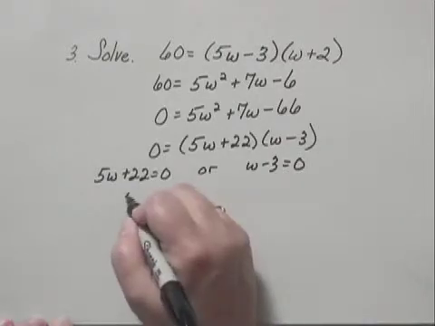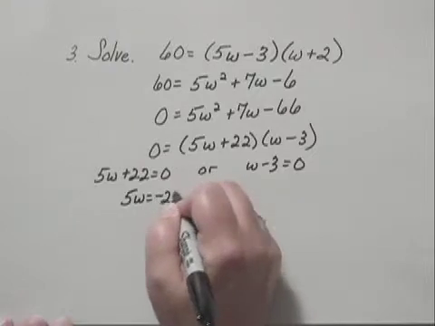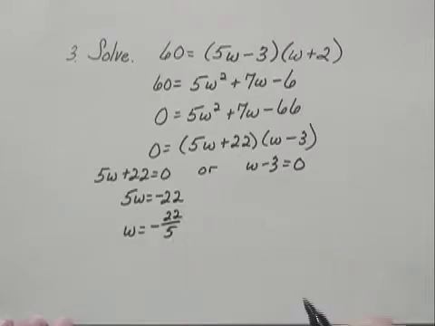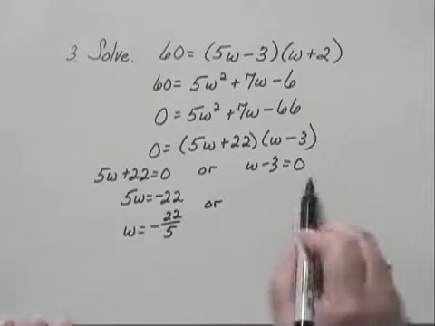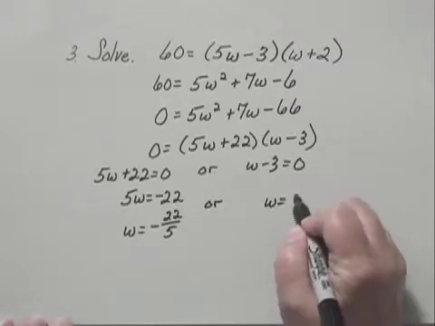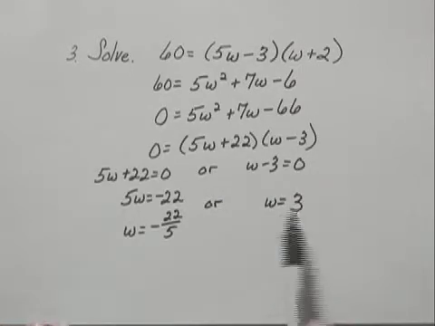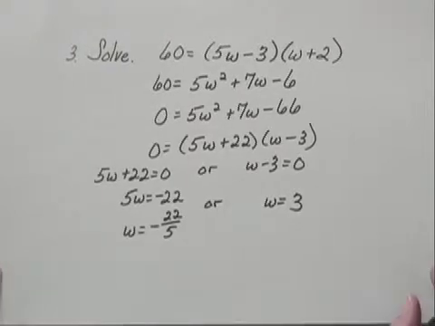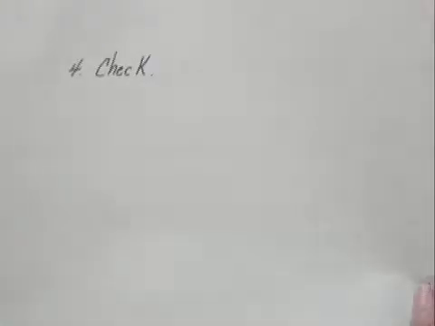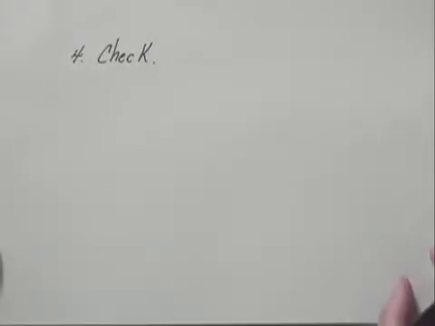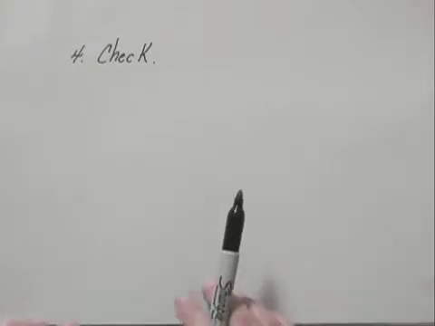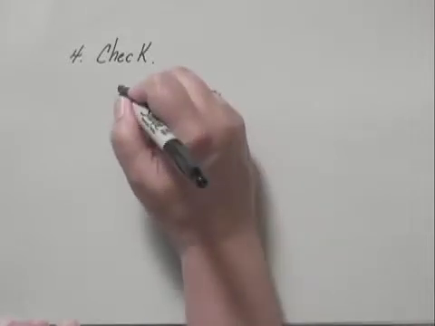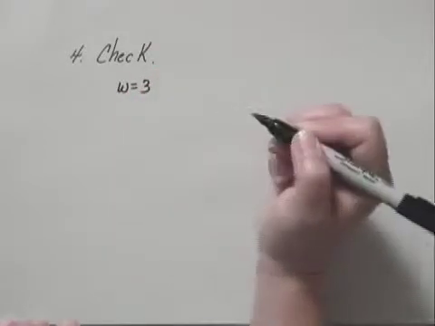Subtracting 22, I have 5W equals negative 22, or W equals negative 22 fifths, or solving here, adding 3 to both sides, I have W equals 3. So I have two possibilities for W, negative 22 fifths or 3. Now when I check the answer, I'm going to go back to my original problem. And when I go back to the original problem, I realize that W stands for the width of the rectangle. The width cannot be negative, so negative 22 fifths cannot be a solution. So I'm only going to check W equals 3.